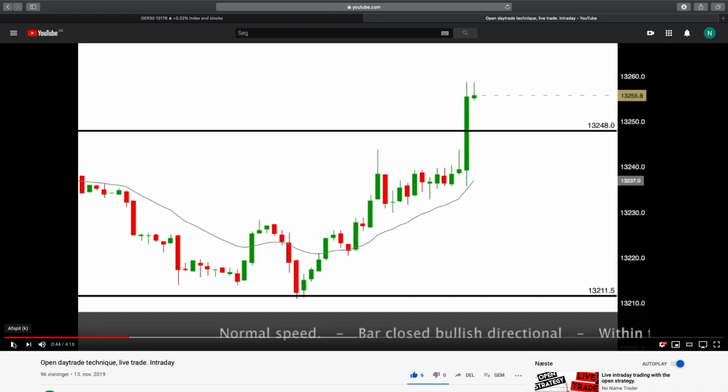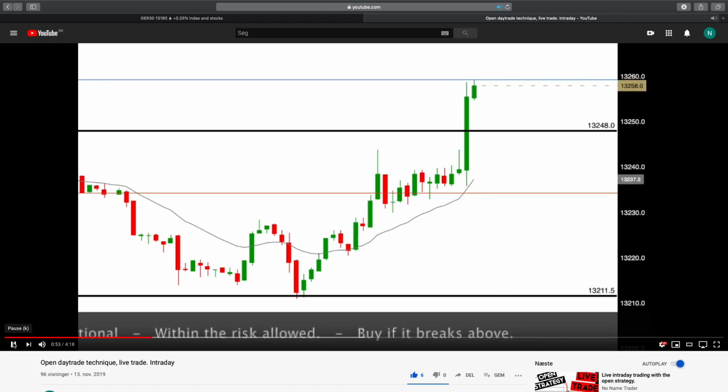It can just trade down, make a double top like that. Then there's no signal. There's just no entry, no confirmation. Still mostly bullish on this bar right here. So here we go. We traded higher.